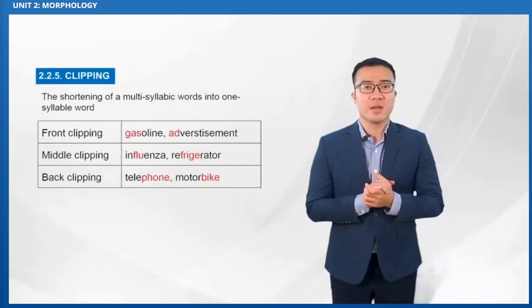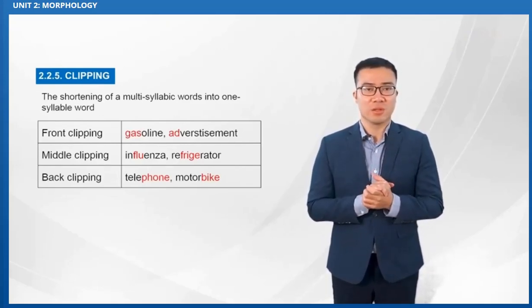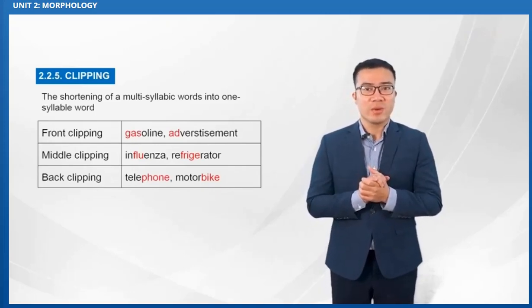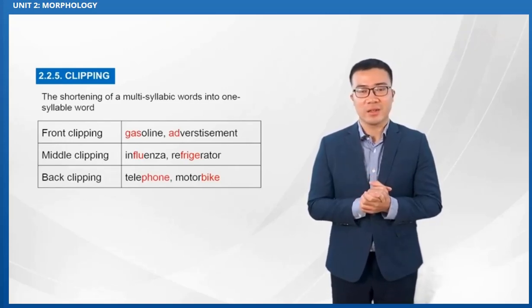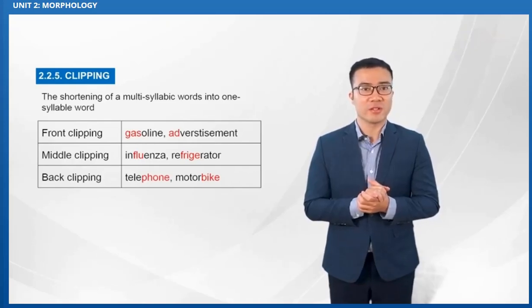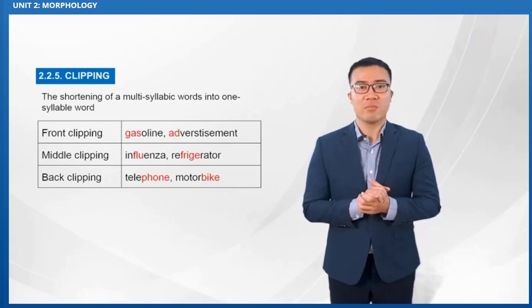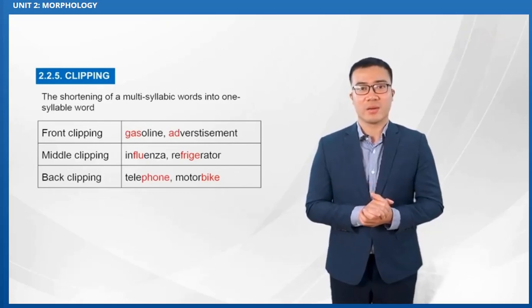Now, let's examine clipping. Clipping is a shortening of a multi-syllabic word into a one-syllable word. For example, we can do front clipping with gasoline to have gas, and advertisement to have ad. Similarly, we can do middle clipping with influenza and refrigerator to have shortened words as flu and fridge. And back clipping with telephone or motorbike, and the words are reduced to phone and bike.